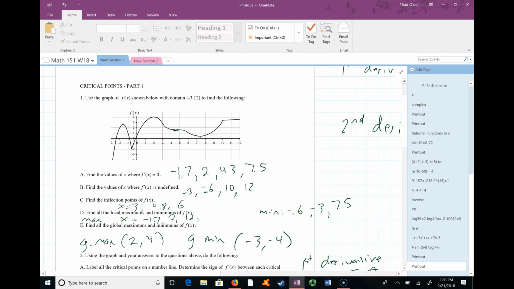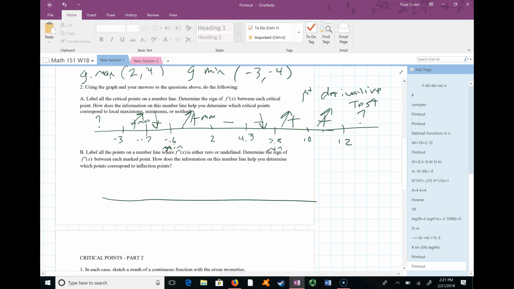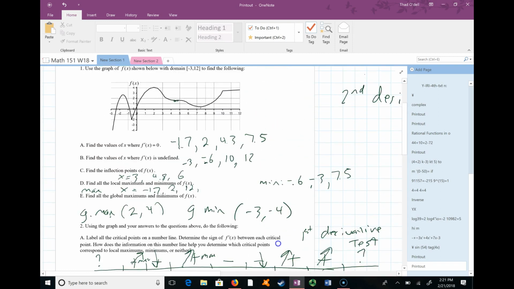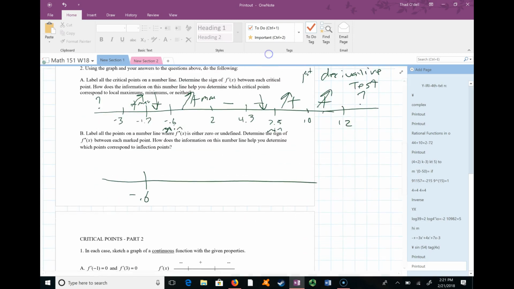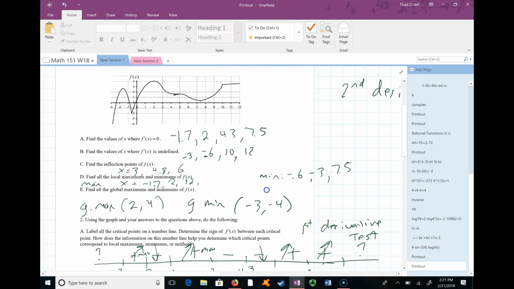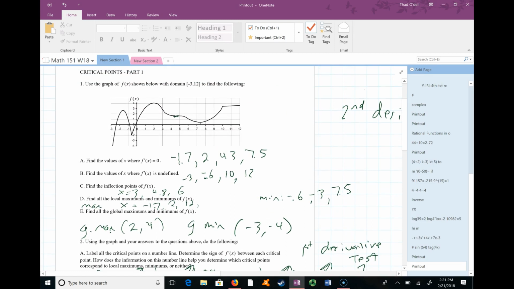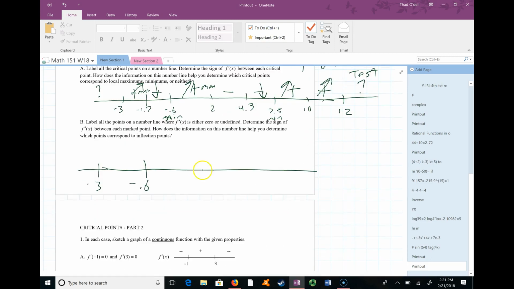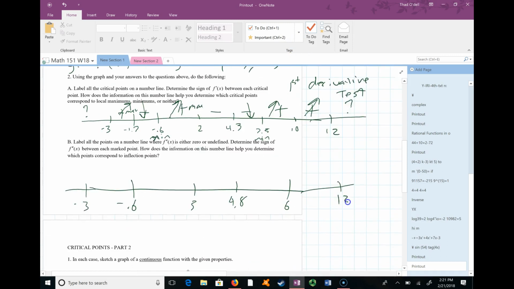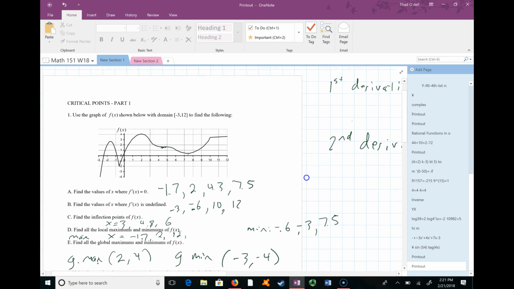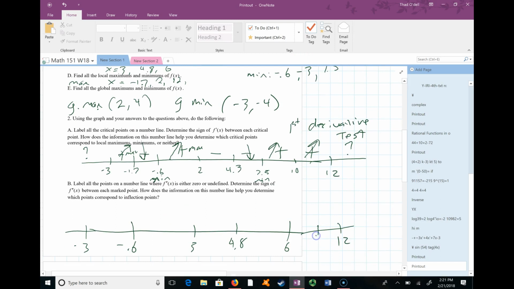If you think about the second derivative, if the first derivative is undefined here, the second derivative is also going to be undefined. So at negative 0.6. Where else did we have that? Oh yeah, -3, that was also on there. And 3, and 4.8, and 6. Anything else we should be worried about? Oh yeah, 12 also, because the derivative is undefined there, so the second derivative would also be undefined there. Oh, no, 10. Derivative is undefined, so the second derivative would be undefined.